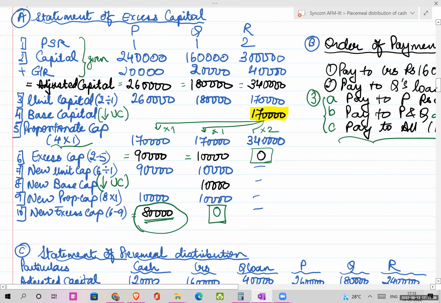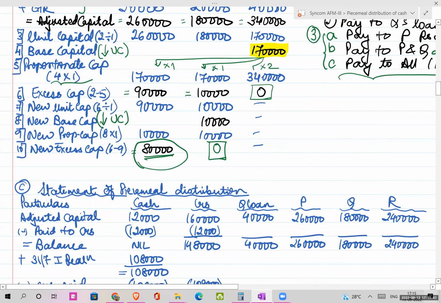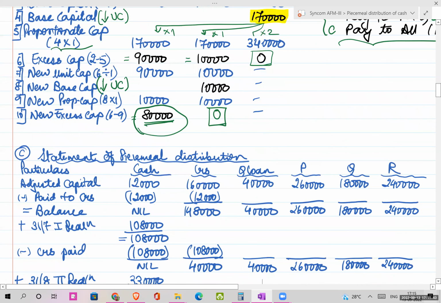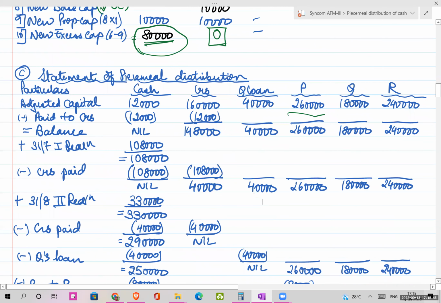Adjusted capitals here. 2,60,000, 1,80,000, 2,40,000. Okay, you can even write the word balances there. It is one and the same. Q balance sheet is 40,000. उसका loan amount है. Creditors 1,60,000 है. और कैश बैंक में कैश कितना है, 12,000 है, करेक्ट?